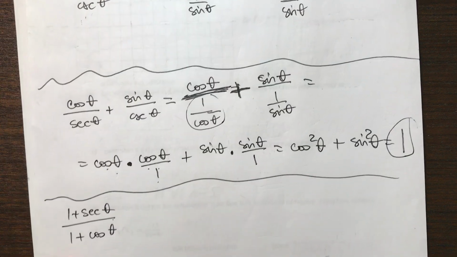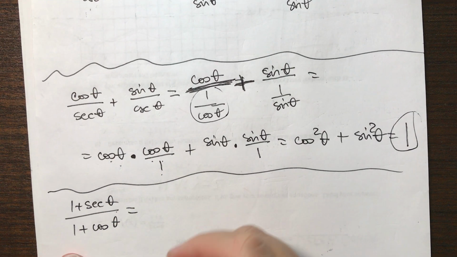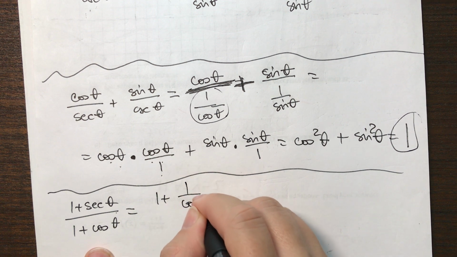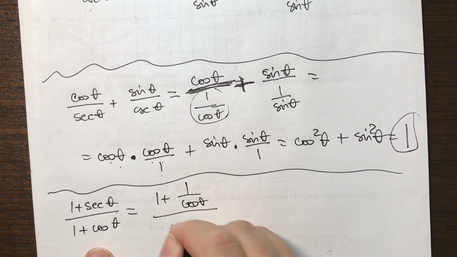Right? Okay. One more. Let's see if this is going to be just as good. So I have 1 plus 1 over cosine theta over 1 plus cosine theta.